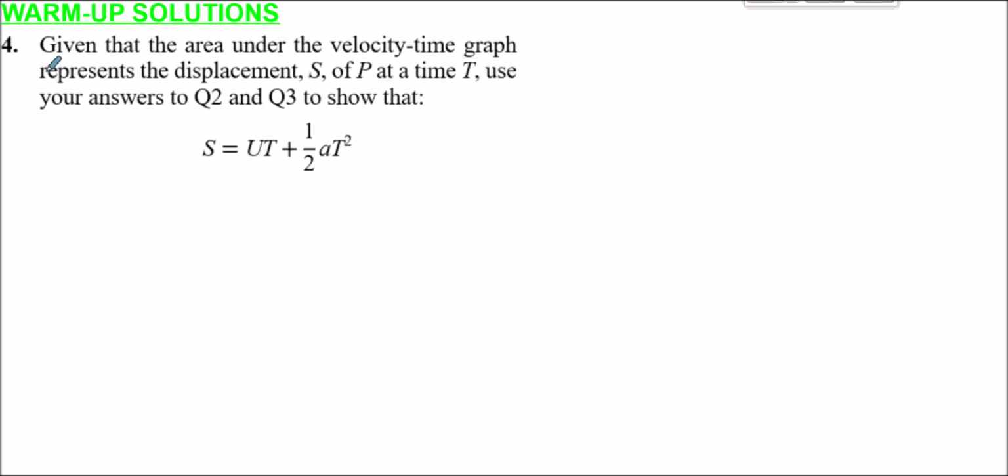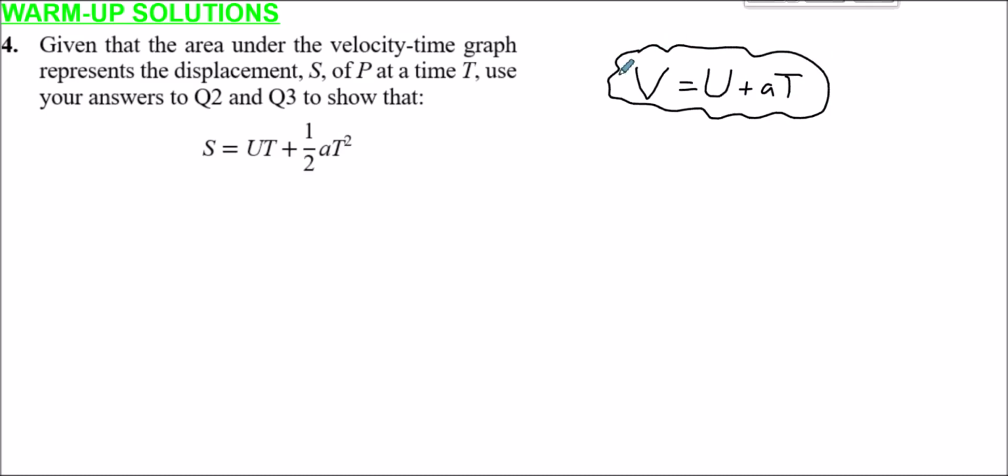Question 4. Given the area under the v-t graph represents the displacement at time t, we can use the answers to question 2 and 3 to show this. So let's prove that, which can be shown easily enough. And so just reminding you what we had from question 2, we proved that v was u plus at. So I'm just going to put that to one side. We're going to use that in a moment.